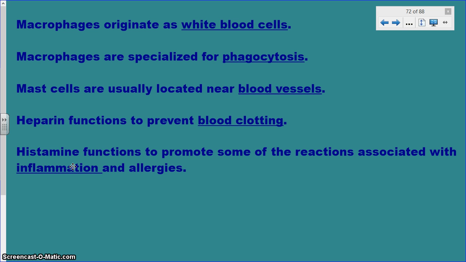Inflammation is usually a result of some kind of injury or trauma to an area. And so histamine causes an influx of white blood cells, other fluids, and so a lot of times there's some swelling that's associated with that.